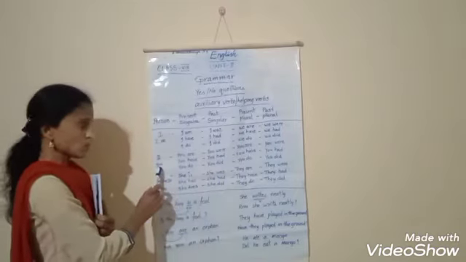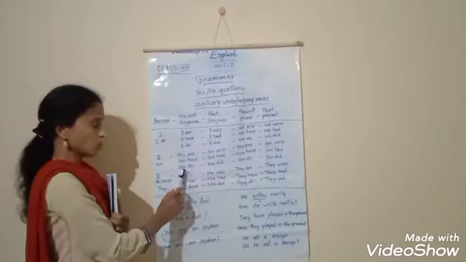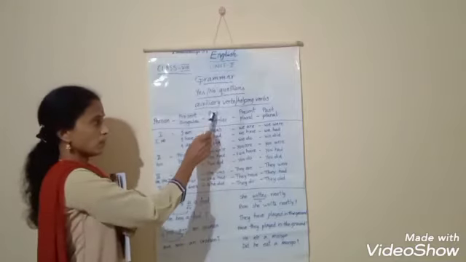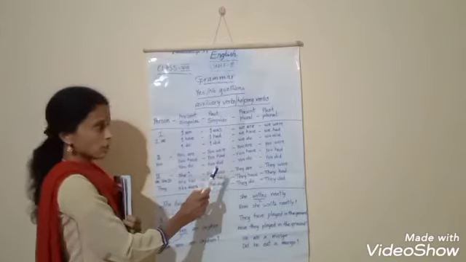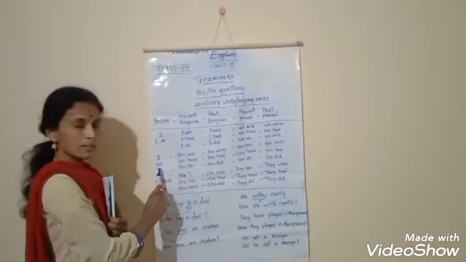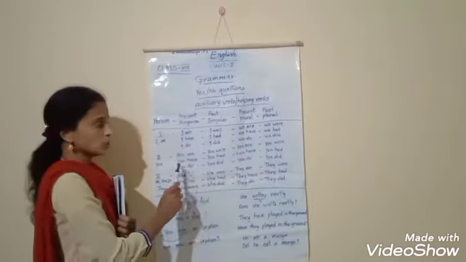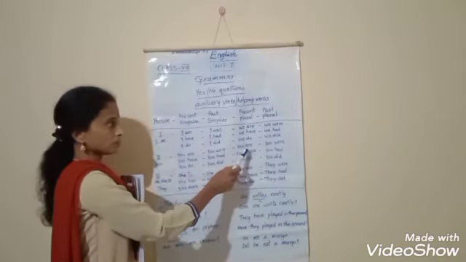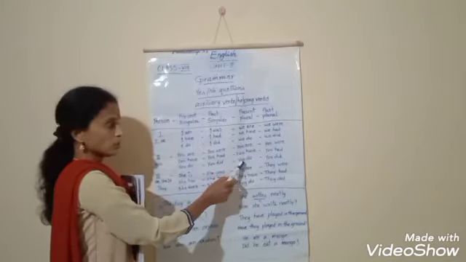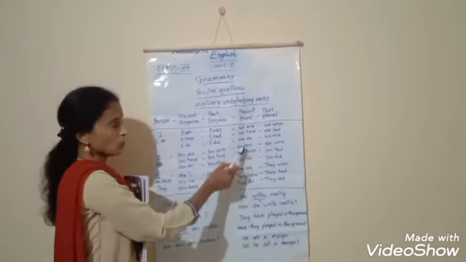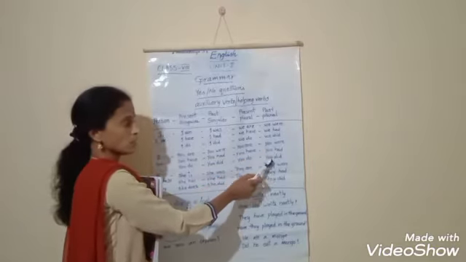Now let us see second person, you. What are the present singular? You are, you have, you do. And what is the past singular? You were, you had, you did. And meanwhile plural. Here for second person, singular is you and plural is also you. So present you are, you have, you do. So these are all plurals. And here it is you were, you had, you did.